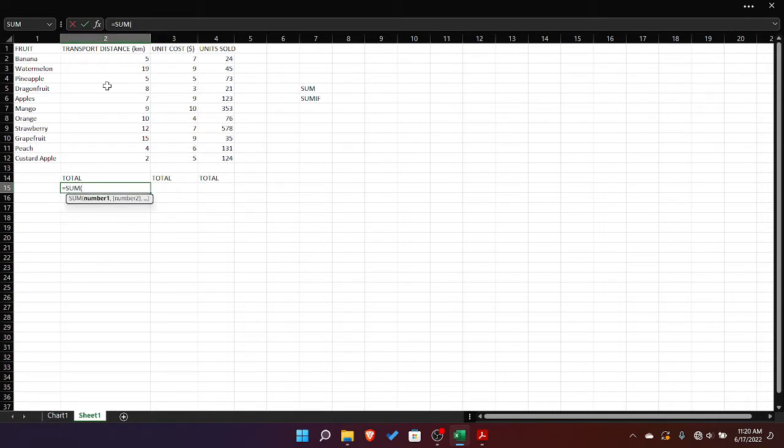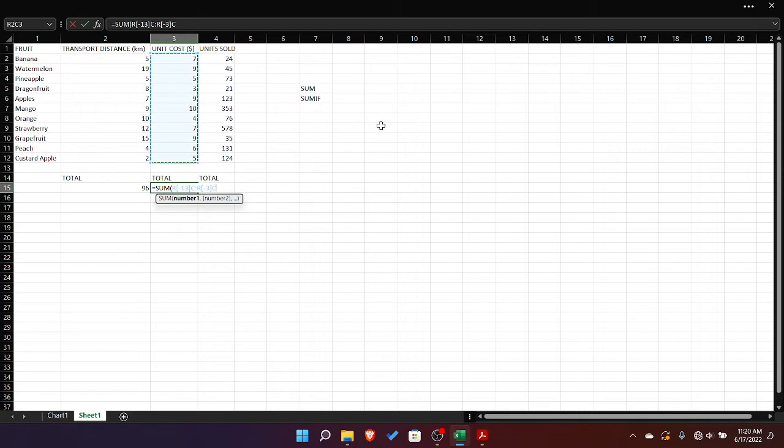So if I want to see the total transfer distance of all these fruits, so let's say I want to calculate what my transportation costs are, that would be 96 kilometers traveled. If I want to see the total amount of costs of these fruits, cost of selling per unit, 74. And the total units sold, so this is all the revenue I've gathered. My total revenue is $1583. So that's basically SUM. SUM is addition, that's it.